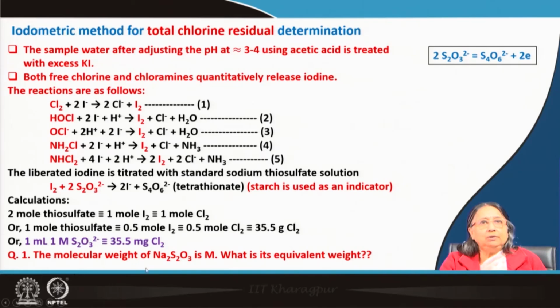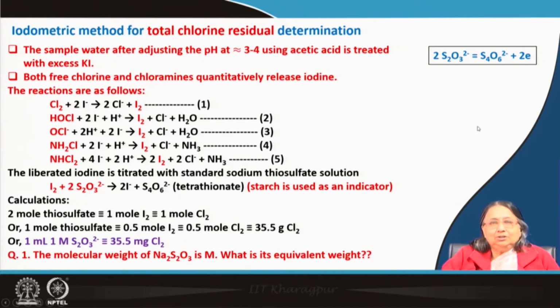And now, this is my question: the molecular weight of thiosulfate is m. Say for example, you do not have to calculate. Say the molecular weight of thiosulfate is m, then what is the equivalent weight? This is my question. So, this is the reaction that is going on: 2 S2O3 2- is giving S4O6 2- plus 2 electrons. What is the equivalent weight of thiosulfate if the molecular weight is m? This is also a home task.